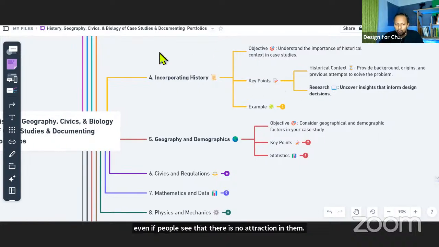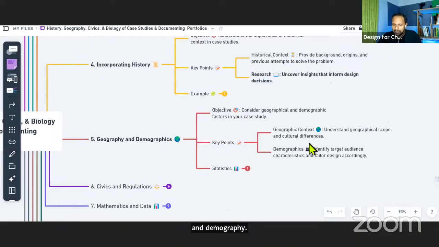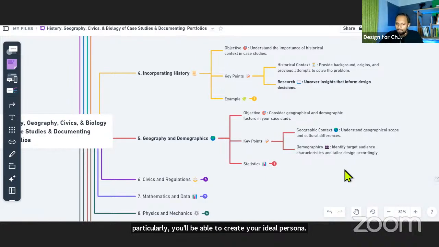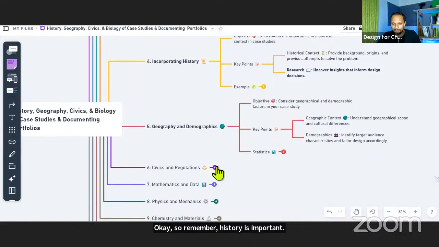You don't have to write 200 pages about the history. You don't have to write 500 pages about the demography. First just understand, first just observe. Slowly you can understand what you can put, and how much detail you can go into, based on the nature of your project. Geography and demography: you need to get this clarity, because understanding the geographical scope and cultural differences will bring out who your target market is, what their needs and behaviors are, and what preferences they have. Particularly, you will be able to create your ideal persona to solve that problem. You need to bring that element into your case study. So remember, history is important, geography is important. Next we'll go to the crux of the problem statement.